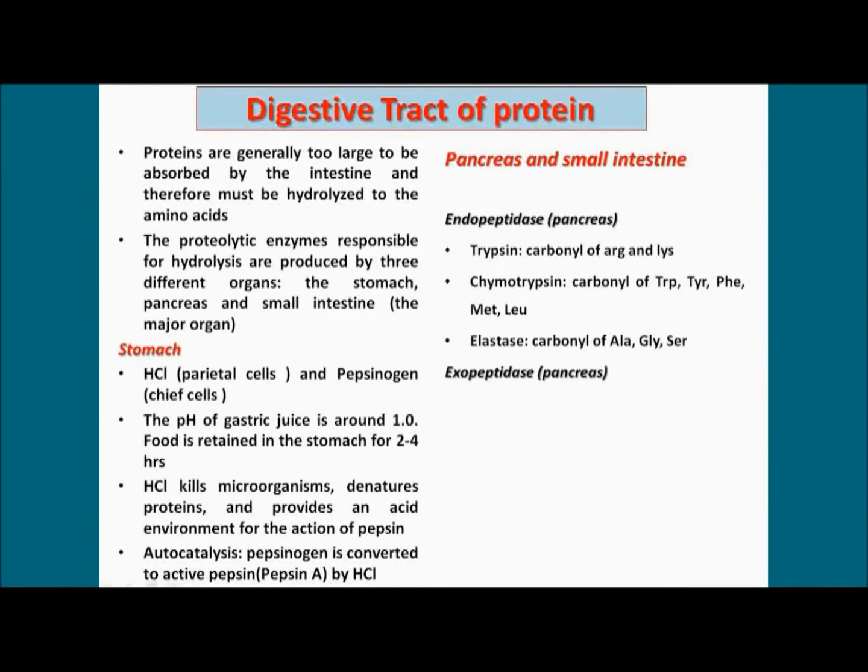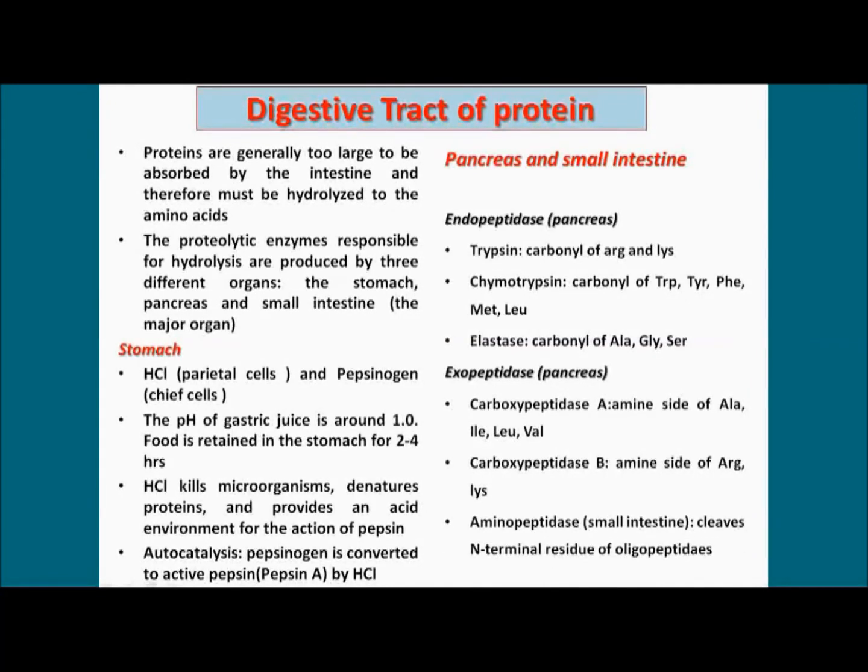Next is the exopeptidase. This exopeptidase is secreted by the pancreas itself, right? Now this exopeptidase includes the carboxypeptidase, which I have shown in the previous slide. Carboxypeptidase A acts on the amine side chain of alanine, isoleucine, leucine, and valine, right? Moreover, carboxypeptidase B acts on the amine side chain of arginine and lysine. And the aminopeptidase is secreted from the small intestine. It cleaves the N-terminal residue of the oligopeptide, right?